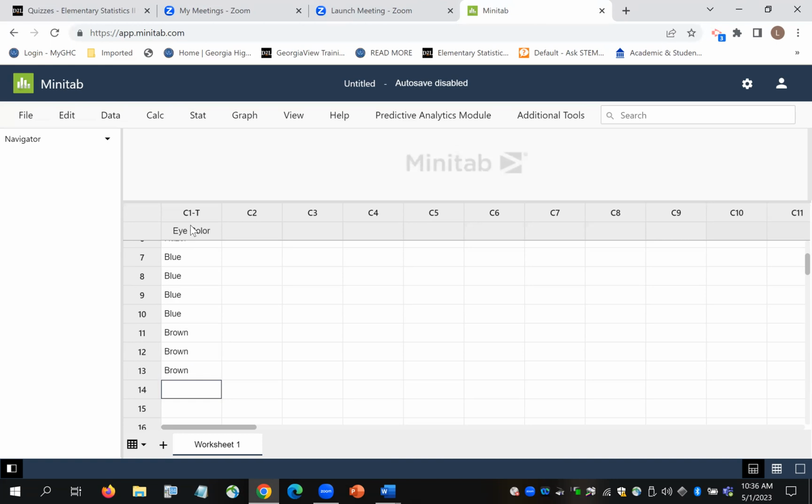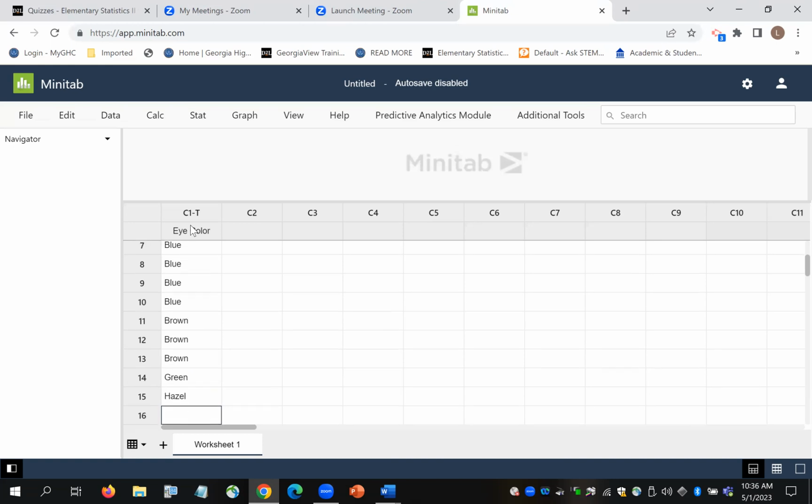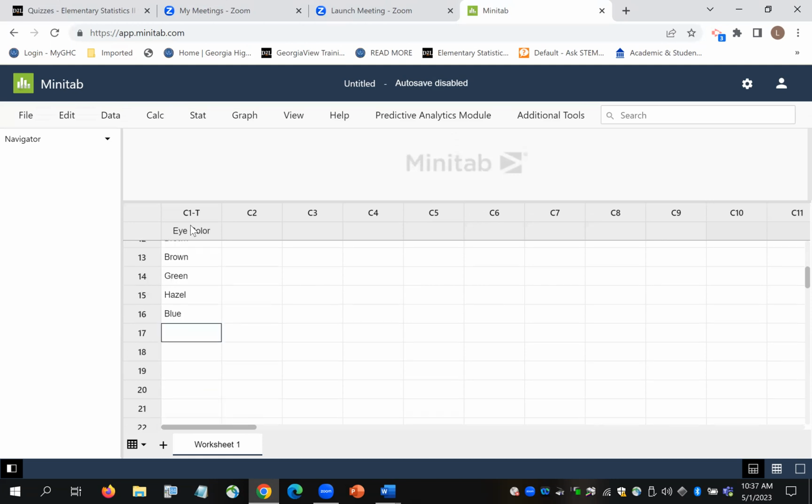Green, hazel, blue, brown, hazel, brown, blue.